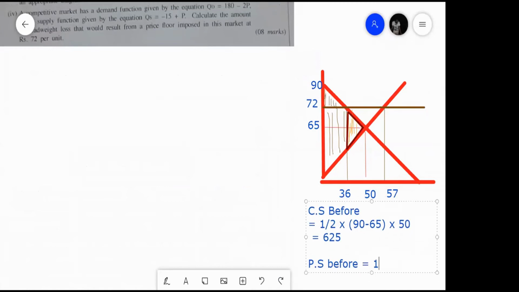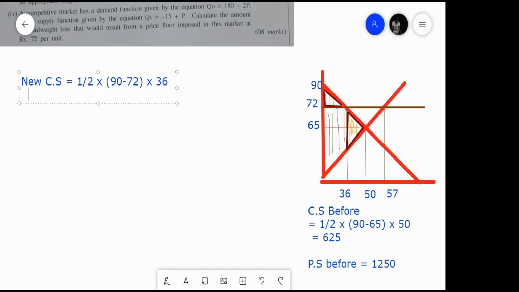I'm going with the answers that you all are giving me, right? So now after this price floor has been imposed, this small area that is over here becomes consumer surplus. So can you all tell me what is the new consumer surplus? That small triangle, that is half into 90 minus 72 into 36. How much do we get there? The new consumer surplus, 324. Okay, new consumer surplus 324.